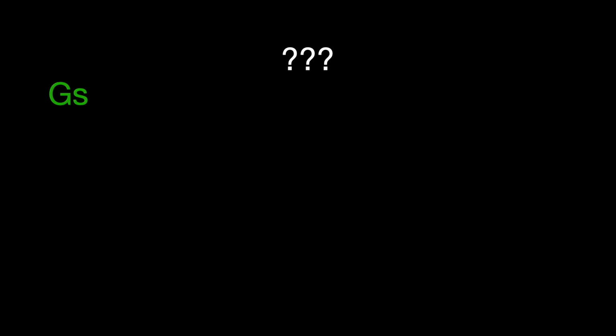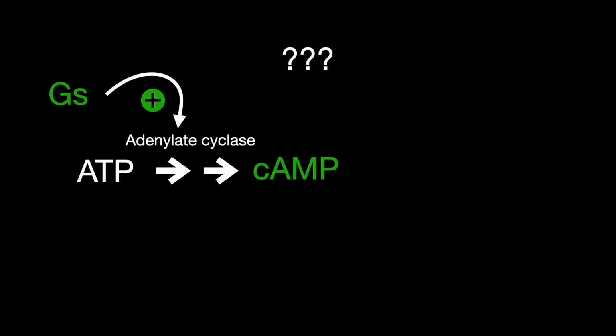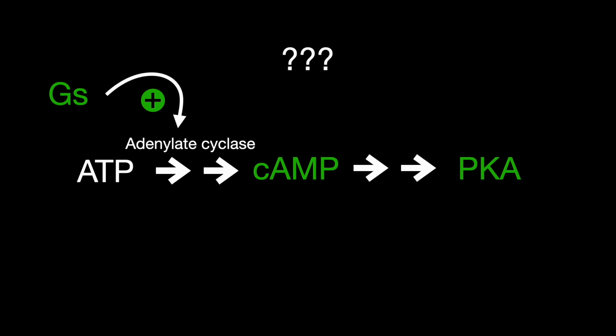When GS-coupled receptors are activated, the GS pathway operates via the activation of the adenylyl cyclase enzyme. The enzyme adenylyl cyclase produces cyclic AMP from ATP. The adenylyl cyclase enzyme is stimulated, resulting in an increase in cyclic AMP. And increased cyclic AMP leads to the activation of the protein kinase A enzyme.